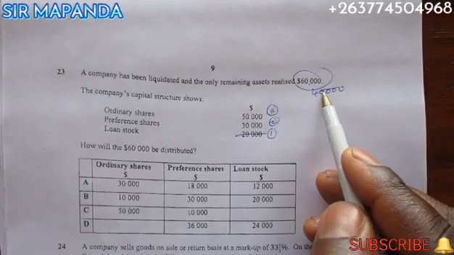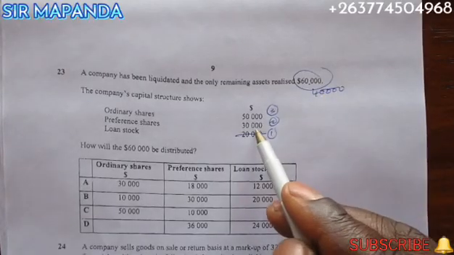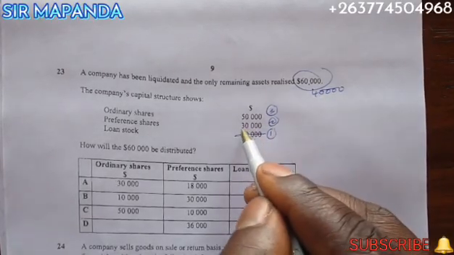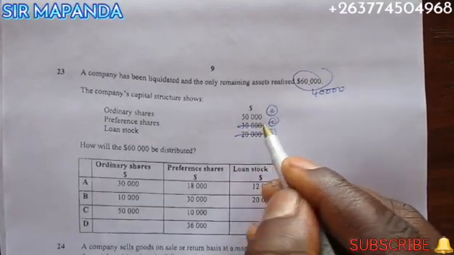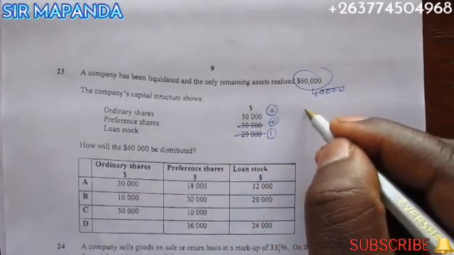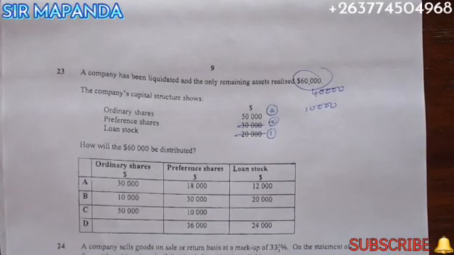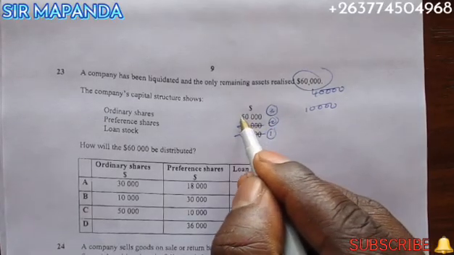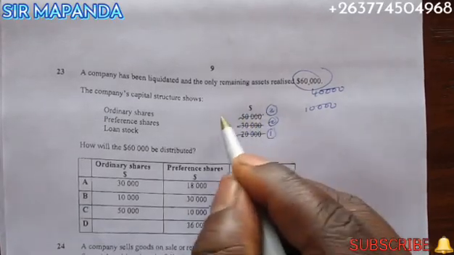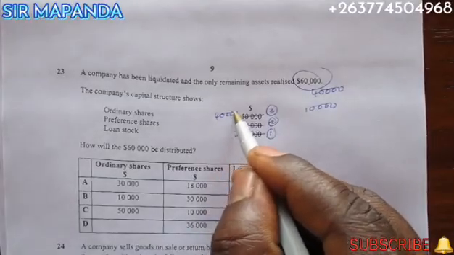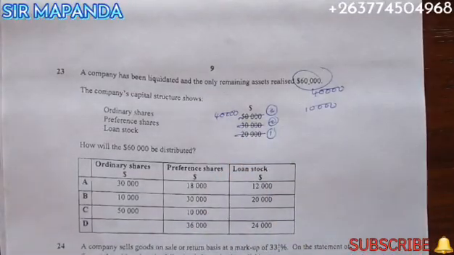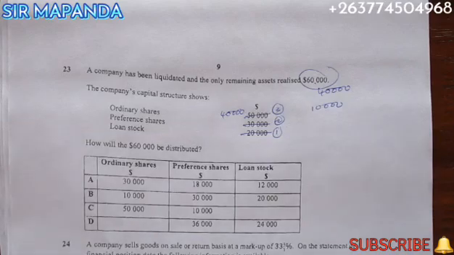Then 40,000 is sufficient to cover the entire amount for preference shares. So this 30,000 for preference is also going to be paid off, and we are now left with the 10,000, which is insufficient to cover the 50,000 for the ordinary shares. So if we cover part of the ordinary shares, you'll be left with the 40,000 balance for ordinary shares, but the rest of the holders will be covered. I hope you are following.